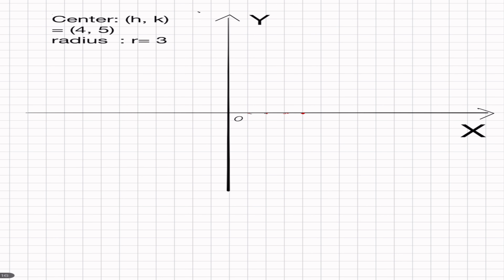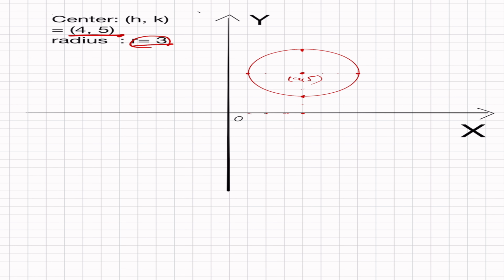Now let's graph it. So the center is (4, 5). So let's define x: 1, 2, 3, 4. And the y is 5: 1, 2, 3, 4, 5. So this is our center, 4 comma 5. Now we have to find out the radius, which is 3, right? The radius is a fixed distance from any point of the circle to the center. So on the right side 1, 2, 3, left side 1, 2, 3, the top 1, 2, 3, since it's fixed, and the bottom side 1, 2, 3, right? Now we have to draw it here, here, here, here.